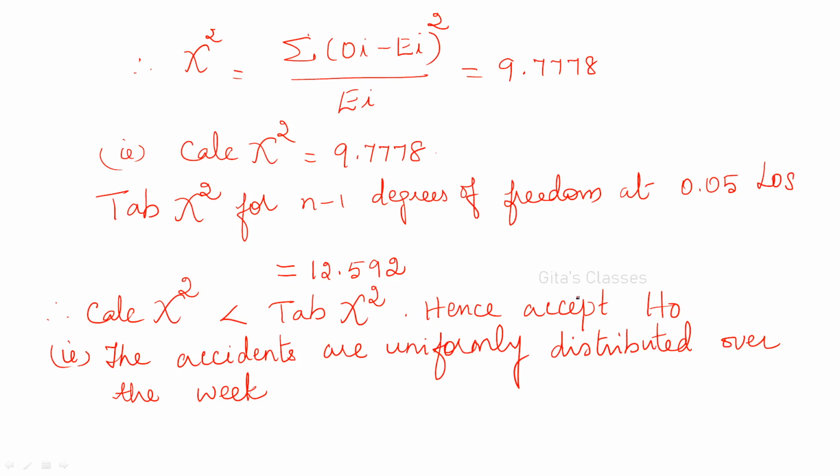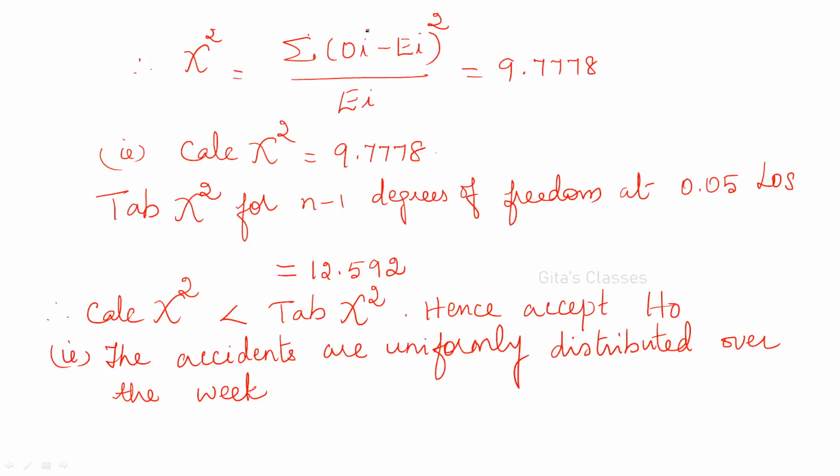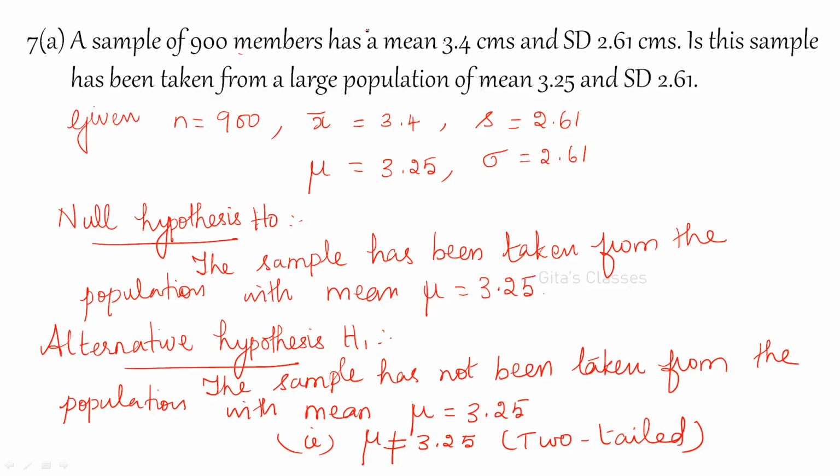So the accidents are, accept H0 means what is our H0? We have assumed that the accidents are uniformly distributed over the week. This is our H0. Okay, so that we have to accept. That means they are uniformly distributed over the week.